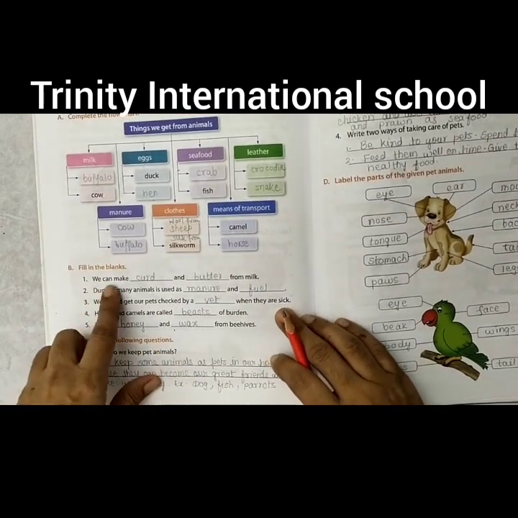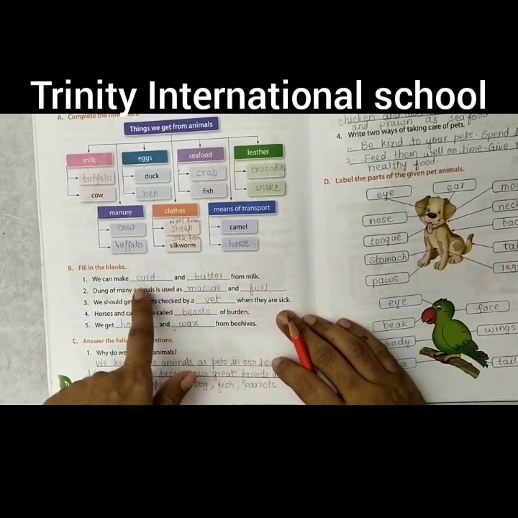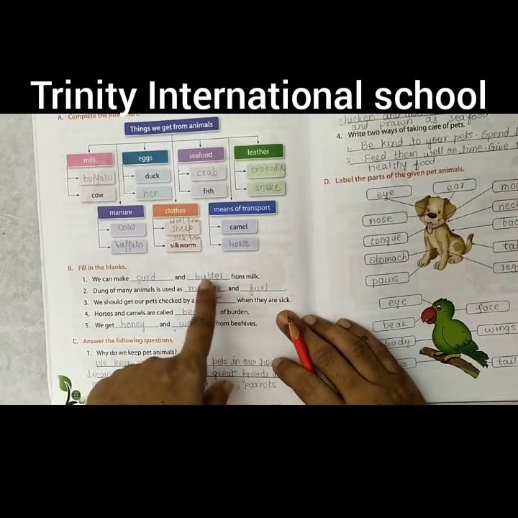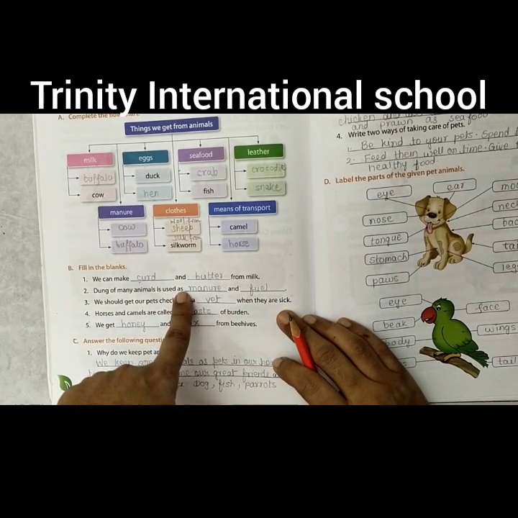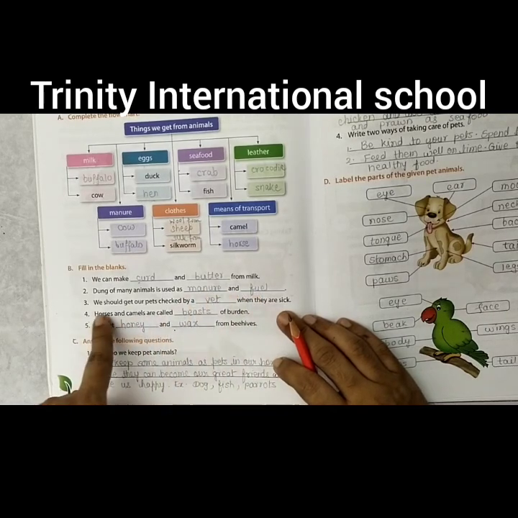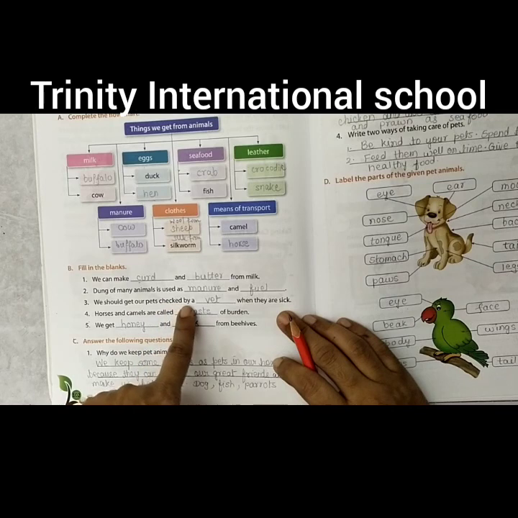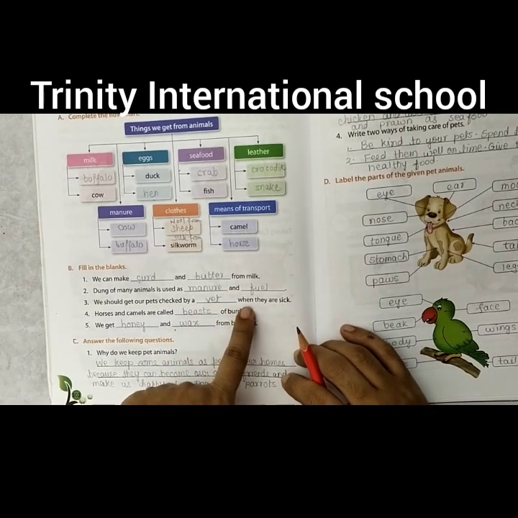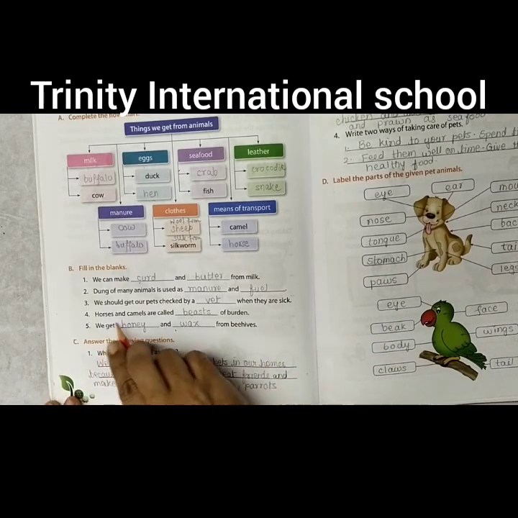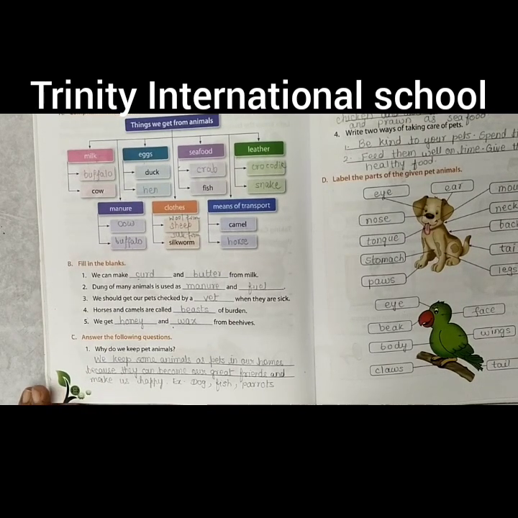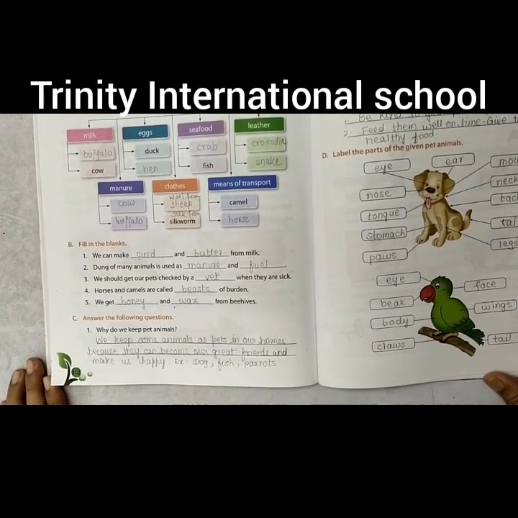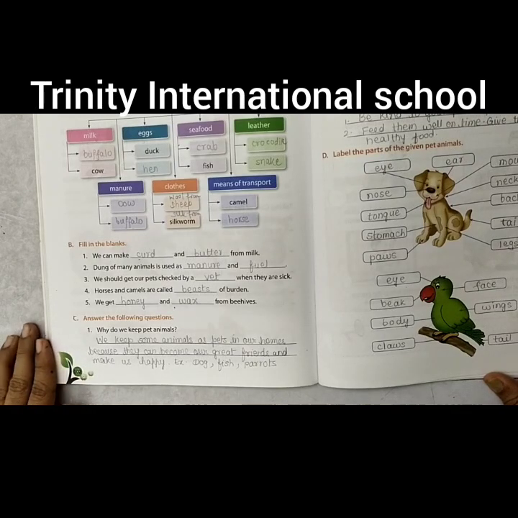Fill in the blanks. We can make dash and dash from milk. So curd and butter. You can write cheese as well. Dung of many animals is used as manure and fuel. We should get our pets checked by a vet, that is the animal doctor, when they are sick. Horses and camels are called beasts of burden. Then we get honey and wax from beehives. Now let us do the C part, that is the answer the following questions.